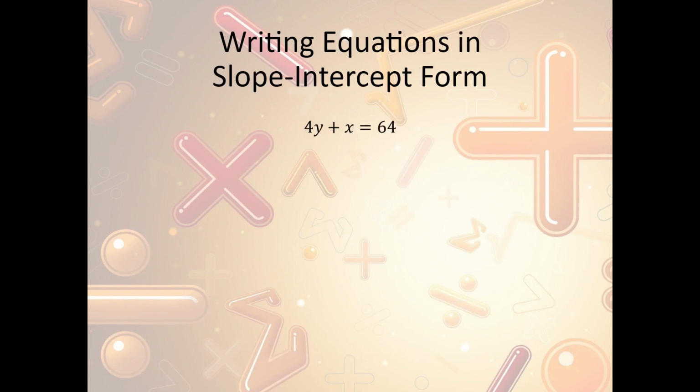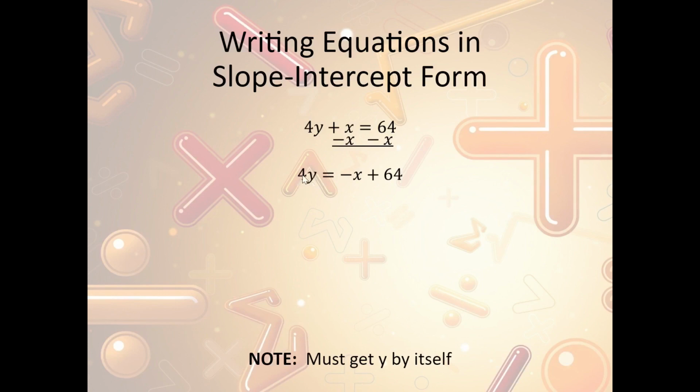Let's look at another example. We have 4y plus x is equal to 64. Well, same thing. I'm going to go ahead and get rid of the x first. So it's a positive x, so I'm going to subtract x to get it to the other side. And I'm left with 4y on this side. And I got -x and 64 over here. So I got 4y is equal to -x plus 64.